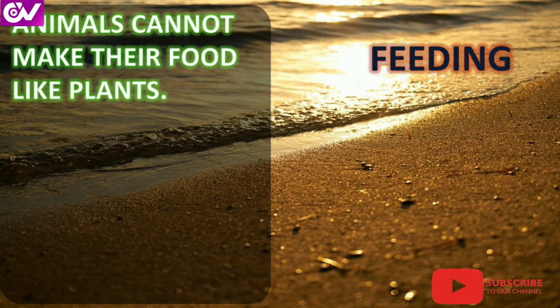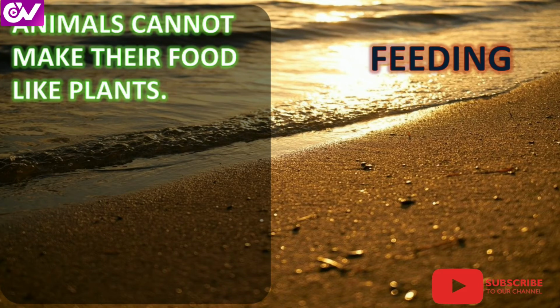Animals cannot make their food like plants. Feeding is one of the most important things for all living organisms to live in this world. So for living, we are used to feeding ourselves. Like that, every organism feeds itself. Plants feed themselves with the help of the leaves.